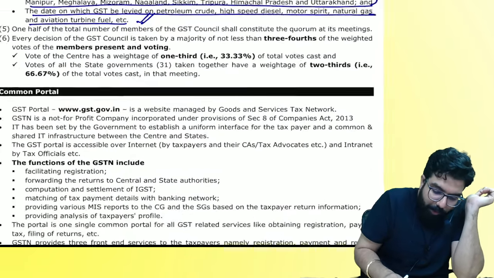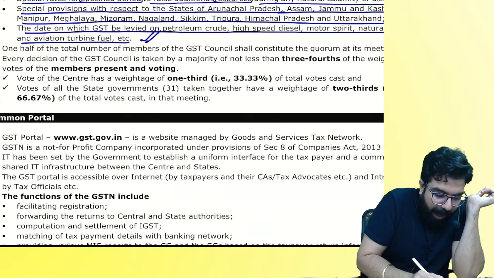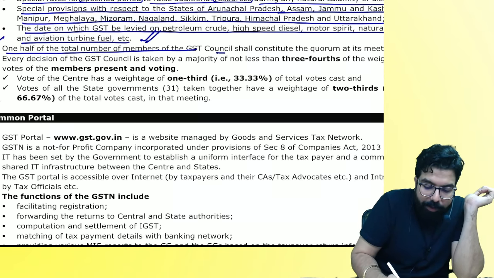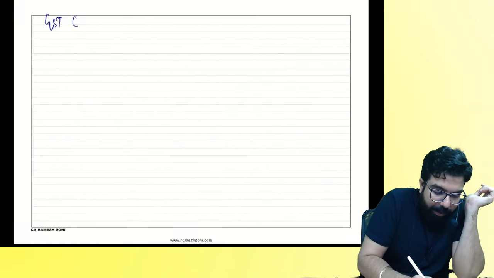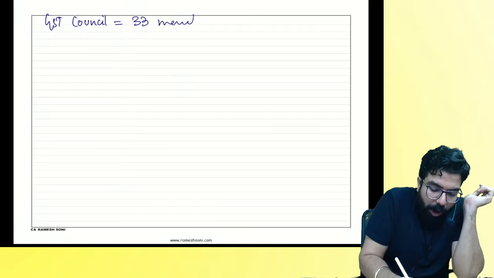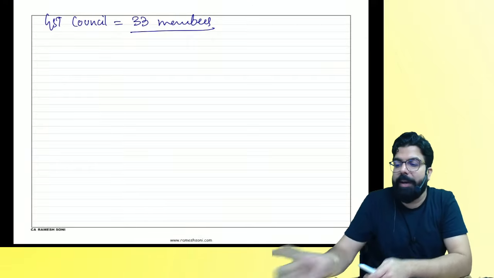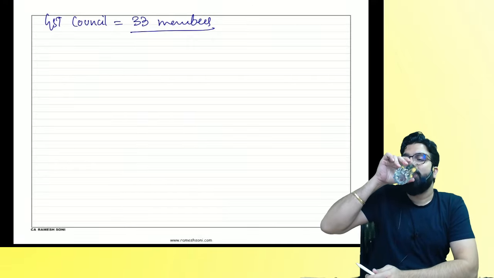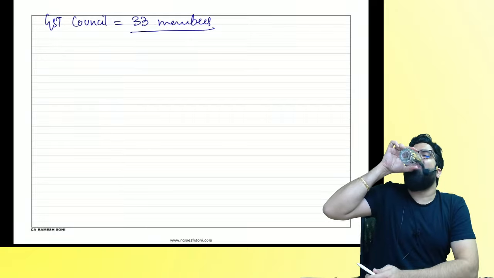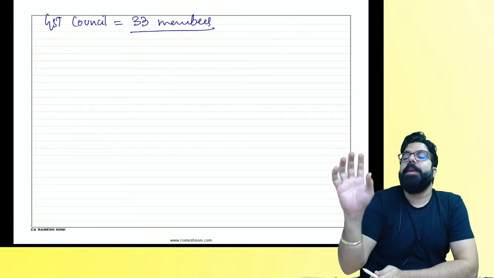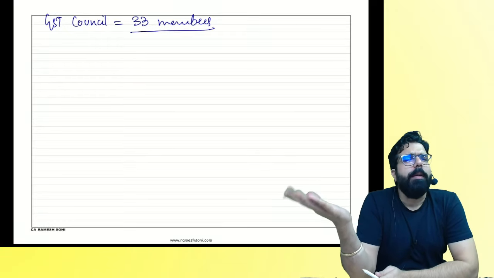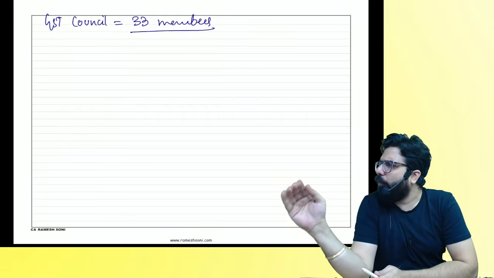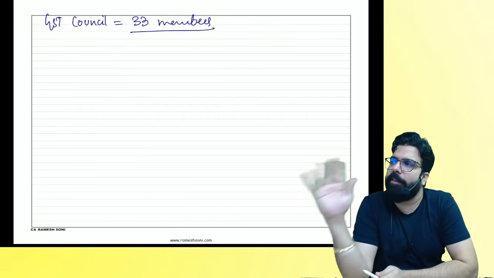Now, people, over here, they have given this: half of the number of members shall constitute the quorum at its meeting. People, tell me one thing. GST Council, how many members? Now, how many members have to be present so that one meeting can be held? That is known as quorum. Do you guys agree with me? What is quorum, everyone? The minimum number of members required for a meeting to be held. That is known as quorum.